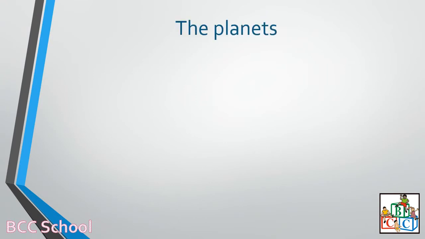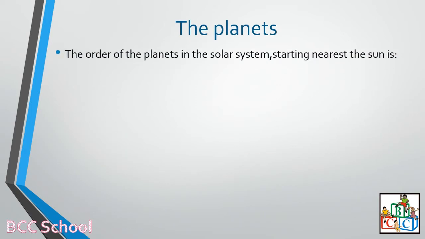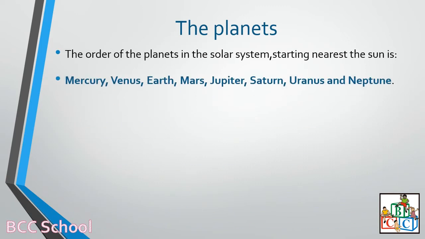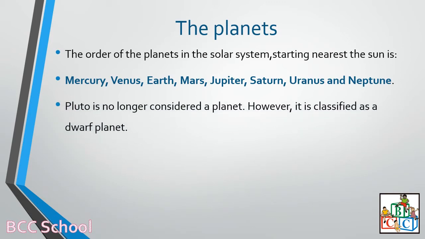Let us find out about the planets. The order of the planets in the solar system, starting nearest the Sun, is Mercury, Venus, Earth, Mars, Jupiter, Saturn, Uranus, and Neptune. Pluto is no longer considered a planet.